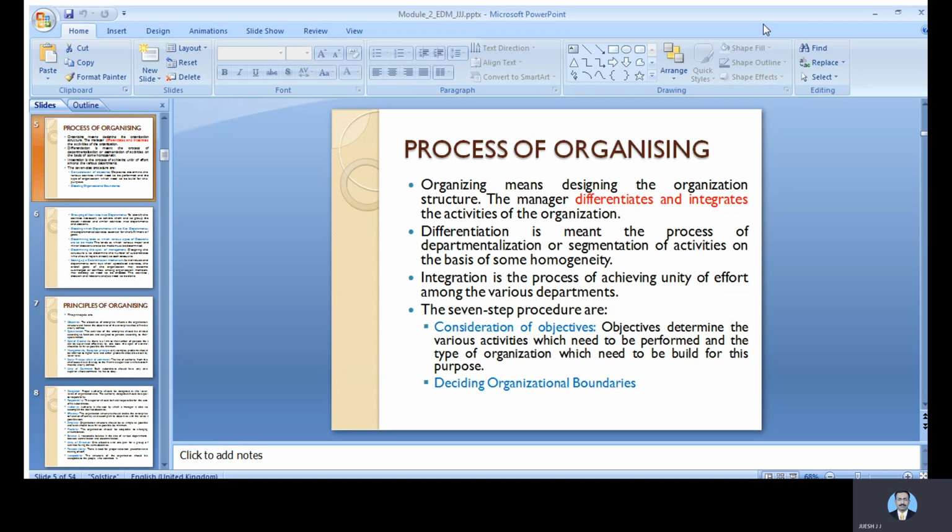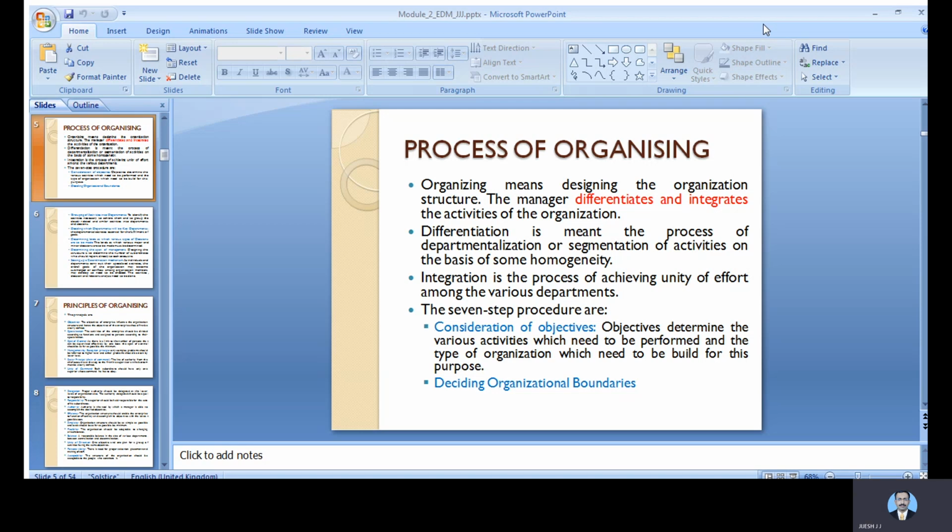Then we have a 7-step procedure which is required to understand in the process of organizing. First is consideration of objectives. As I have been very precise in explaining, every industry has to define its own objectives to achieve a specific task. Objectives determine the various activities which need to be performed and the type of organization which needs to be built for this purpose. Well-defined objectives will take the organization to a better position further.